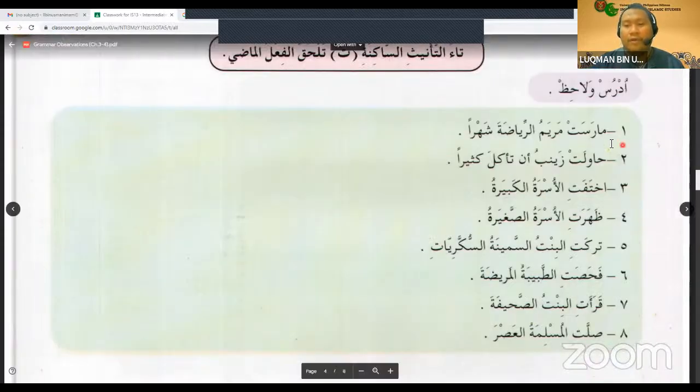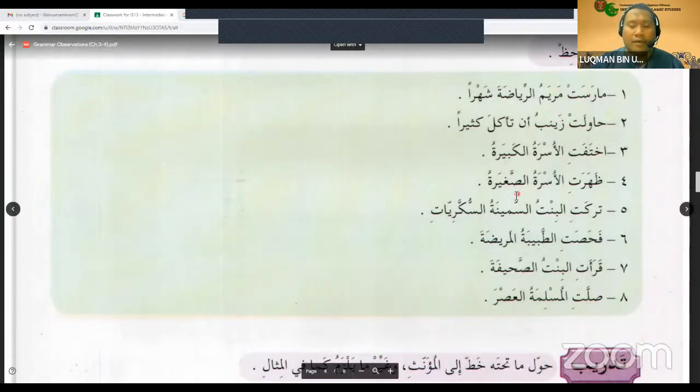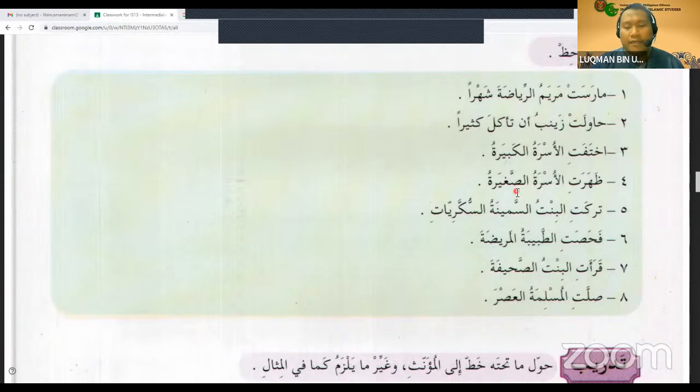So here are the examples. Marasa. So marasa is he practiced. But if you add ta, feminine ta, marasat, it becomes she practiced. Marasa, marasat. Marasat Mariamu ar-riyadata shahran. Mariam practiced sports for a month. Hawalat Zainabu an ta'kula kathiran. Zainab tried to eat a lot. And so on and so forth. So you just add ta at ta'nith as-sakina.